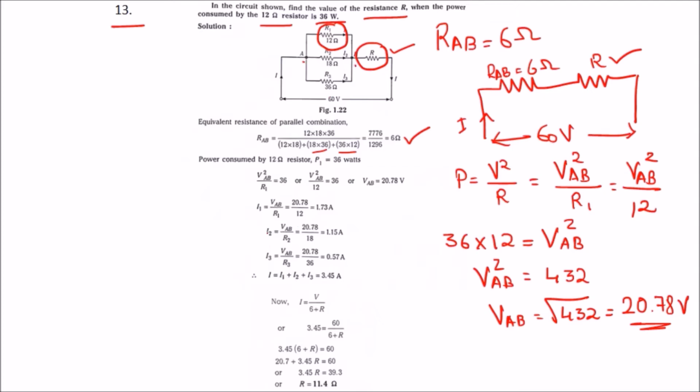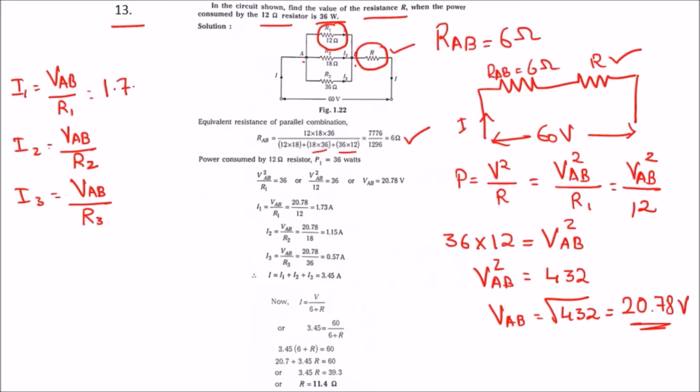Now let us find I1, I2 and I3 using this voltage. So I1 is equal to VAB divided by R1. I2 is VAB divided by R2. I3 is VAB divided by R3. So we know the value of VAB and R1. Now calculating this, we will get 1.73 amps. Calculating this, we will get 1.15 amps. Calculating this, we will get 0.57 amps.